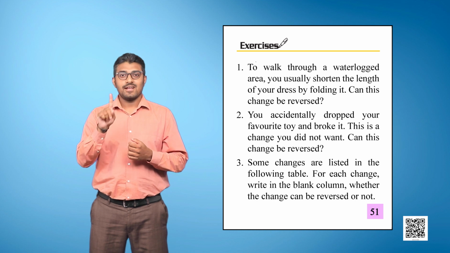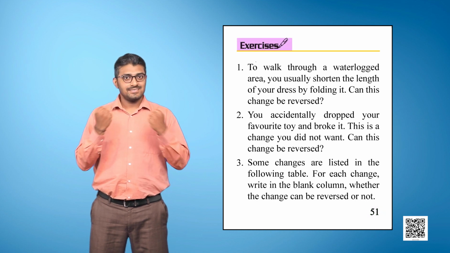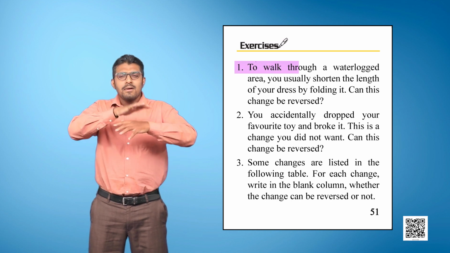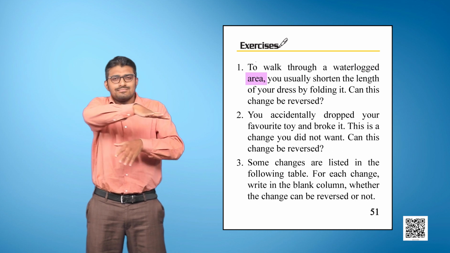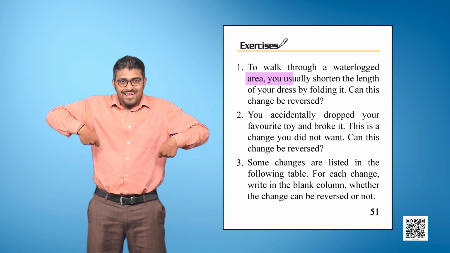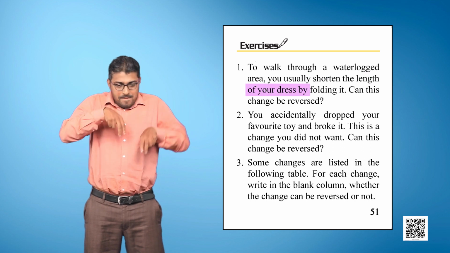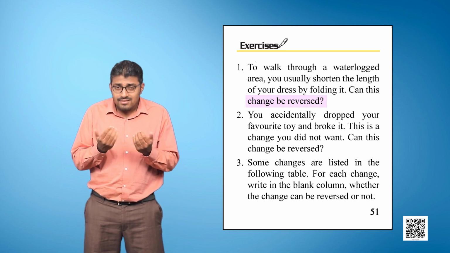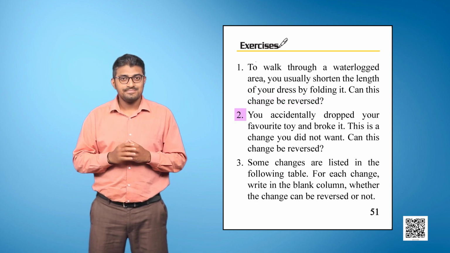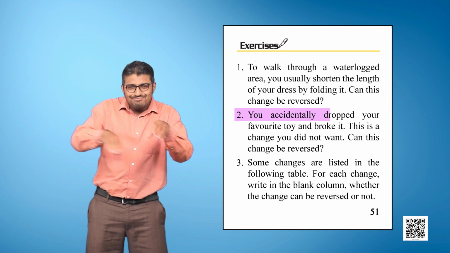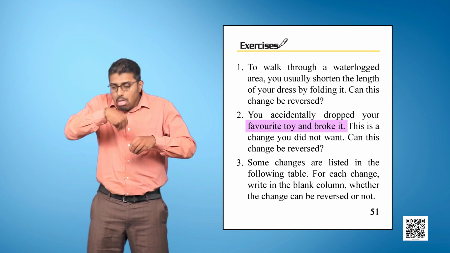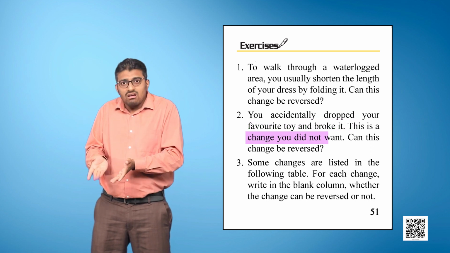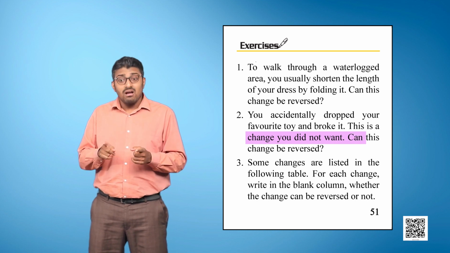Page 51. Exercises. 1. To walk through a waterlogged area, you usually shorten the length of your dress by folding it. Can this change be reversed? 2. You accidentally dropped your favorite toy and broke it. This is a change you did not want. Can this change be reversed?